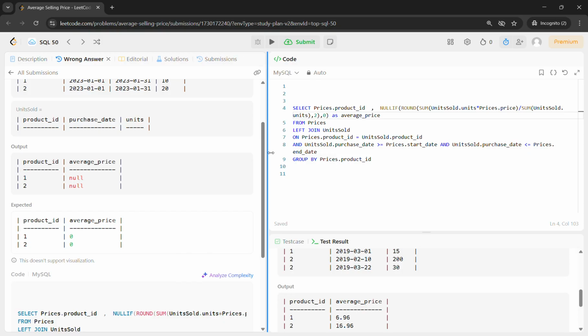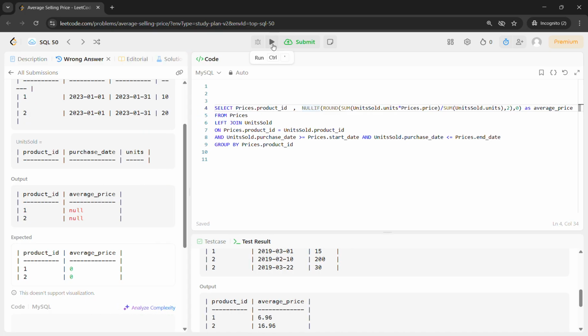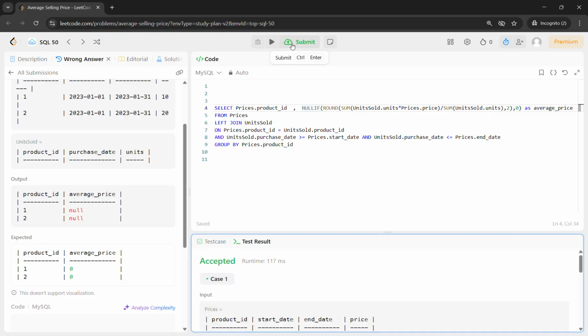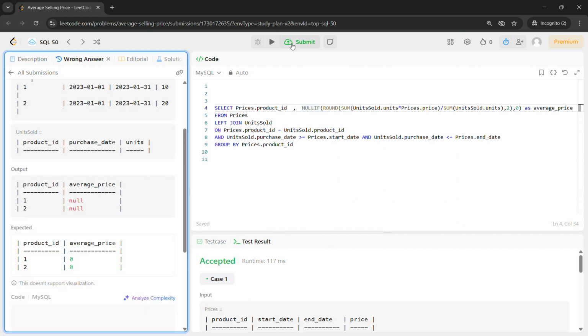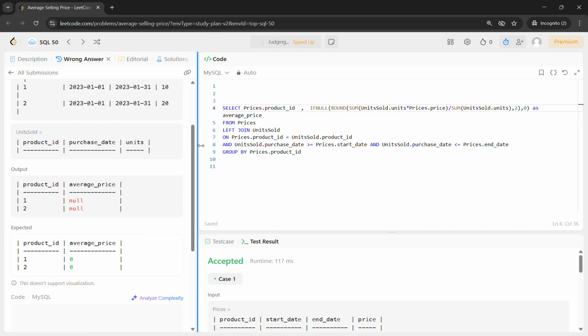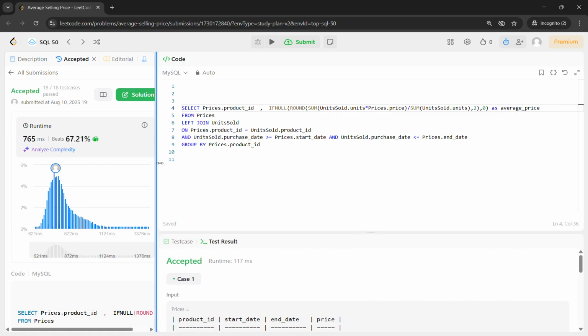Oh, what wrong did we do? Null is there, this one is there, null if. Yeah, it should work. Oh, it's not null if, it's if null. My bad. Submit. Yeah, now the query is working as expected. This is the final solution.